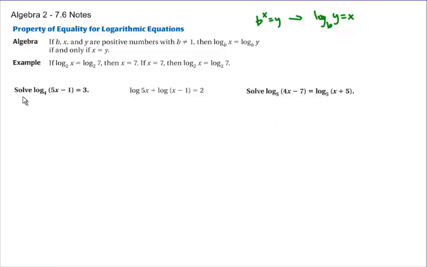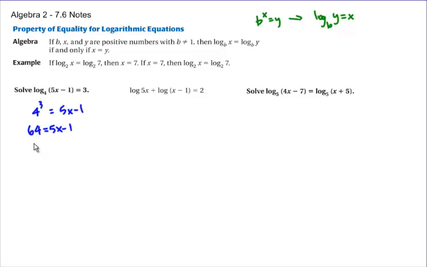On the very first one here, log base 4 of 5x minus 1 equals 3. I can't really rewrite that 3 as a logarithm of base 4. It's not going to work. So what I'm going to do is take my 4 and rewrite this as an exponential. So I have 4 to the third power equals 5x minus 1. Well, this I can do. I can do 4 to the third power. That's 64.